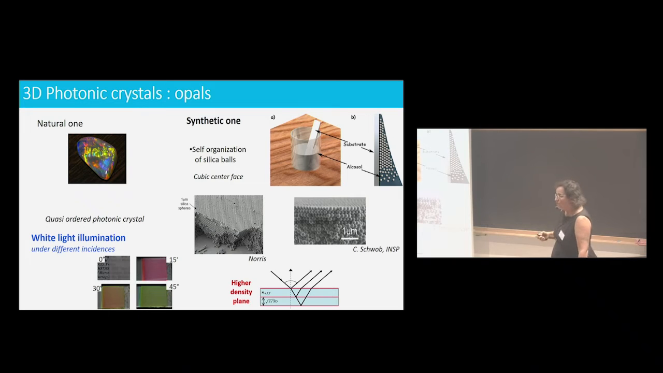So we discussed 2D, 1D. Now I will discuss 3D. And 3D, as you can imagine, is much more difficult for us. But for nature, it's not so difficult. In fact, 3D, you find them. For example, here, this is an opal that you can find in nature. It's a very beautiful stone. When you turn it, you see the color changing.